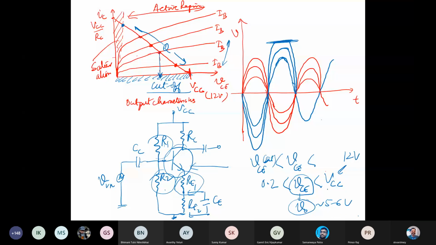But if it reaches 11 volts, it means you are moving the Q point somewhere here, which is not desirable. In that case you may get a distorted output. You give the input signal like this, but the output signal comes out something like this, which is not good because the signal won't be amplified correctly. That's not desired for amplification. So one has to be a bit careful while designing a circuit for amplification purposes. That's part of your experiment.